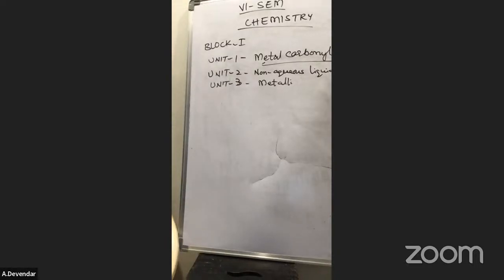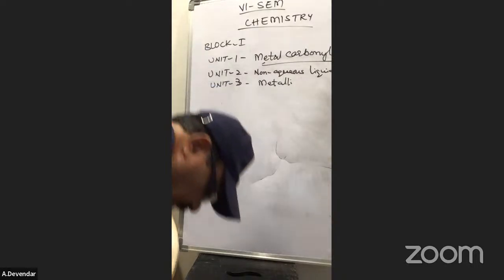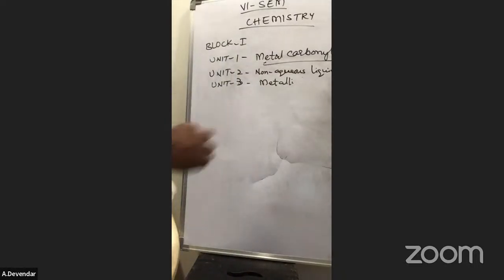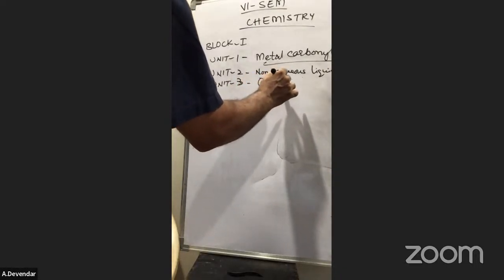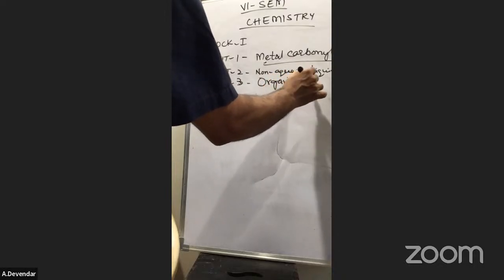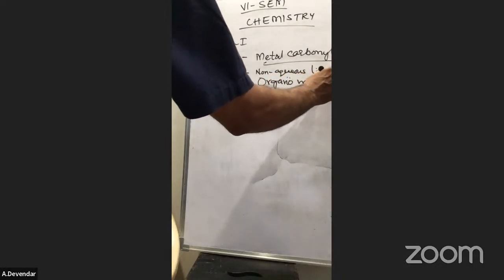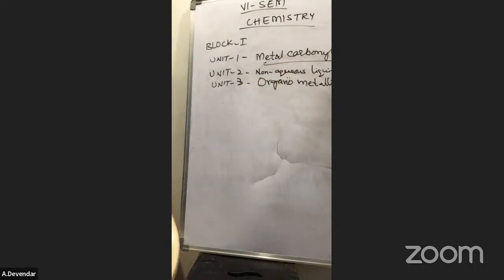So we are moving on to the organometallics. First of all, let's go to the organometallics chapter. This chapter also has some important topics. First is the classification of the organometallic, that is metallic compounds.